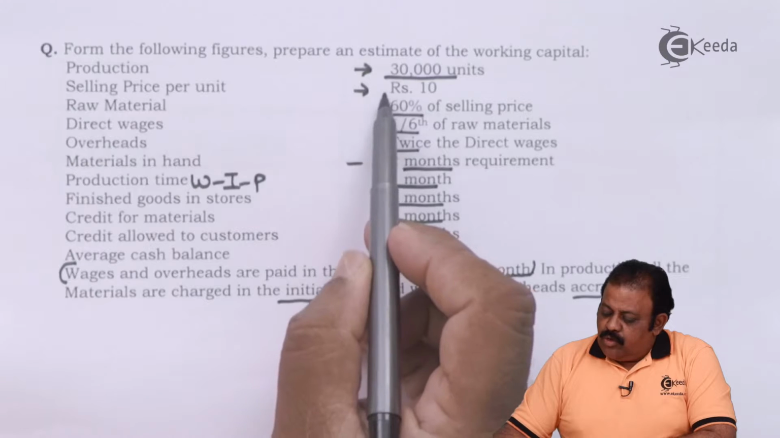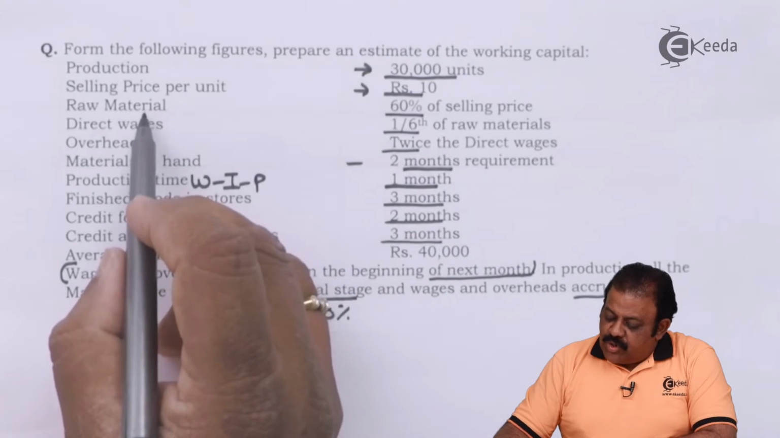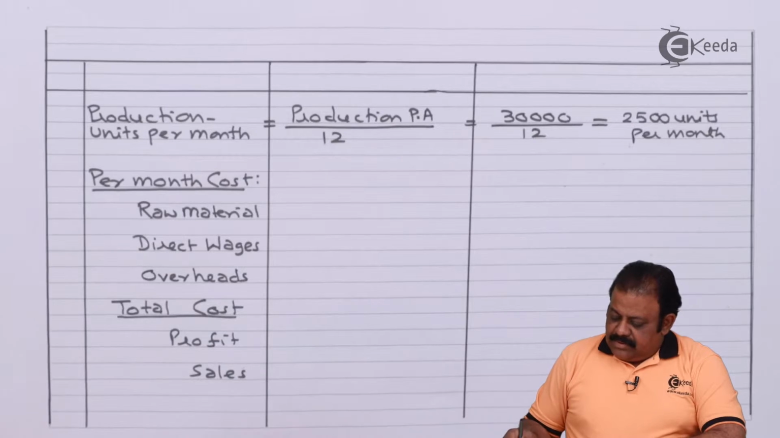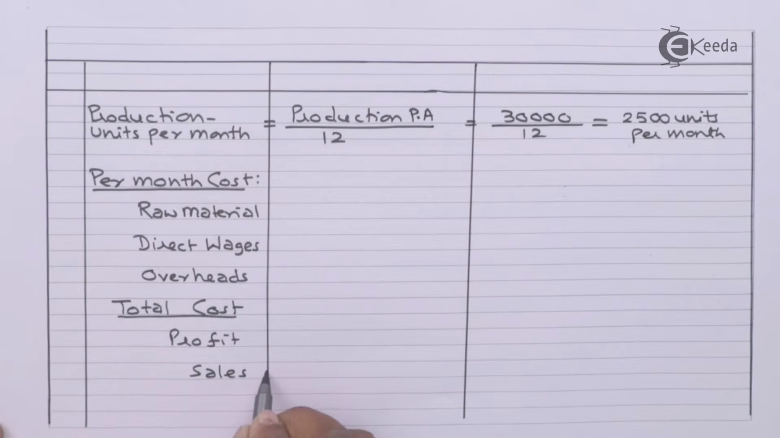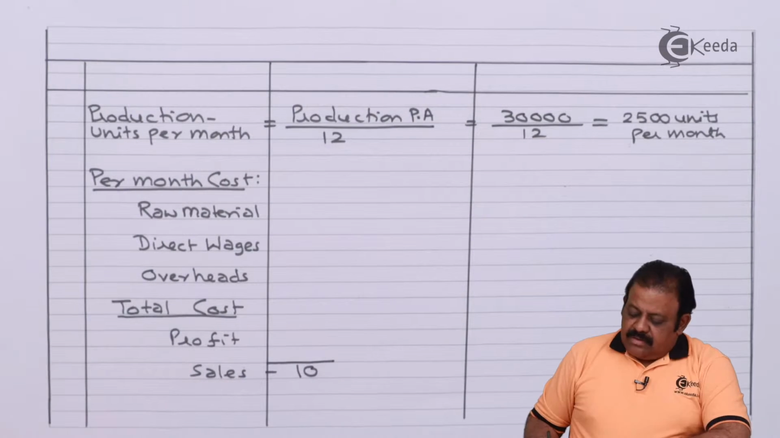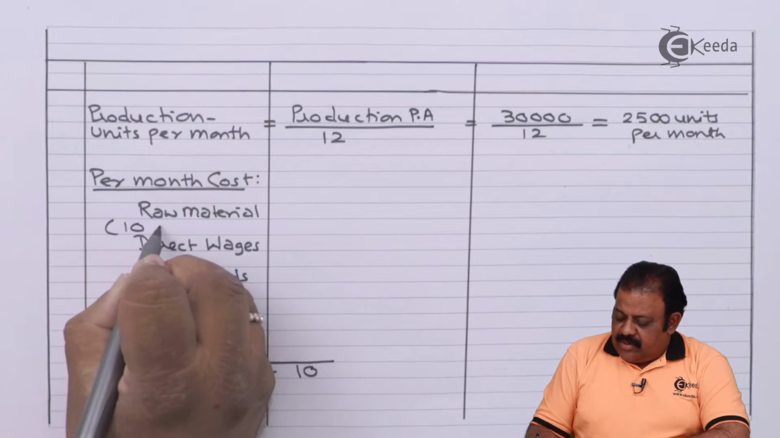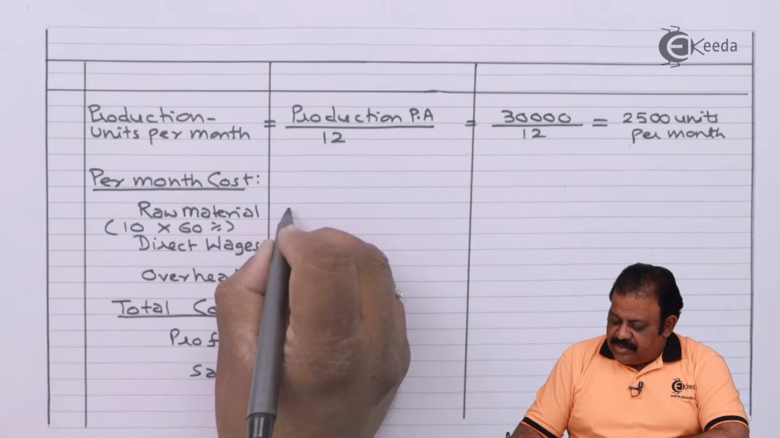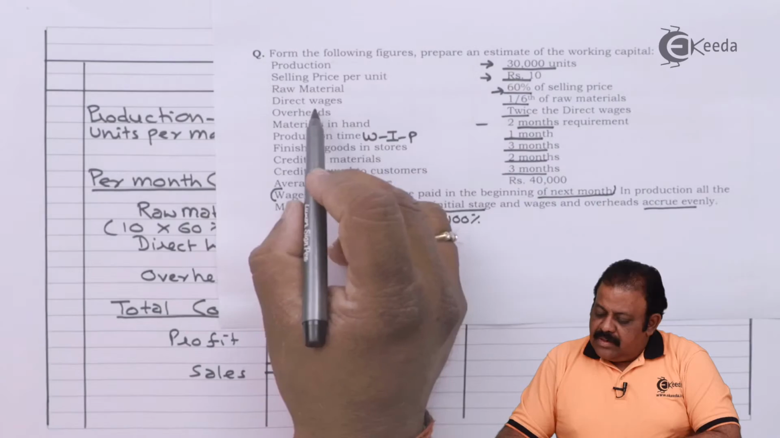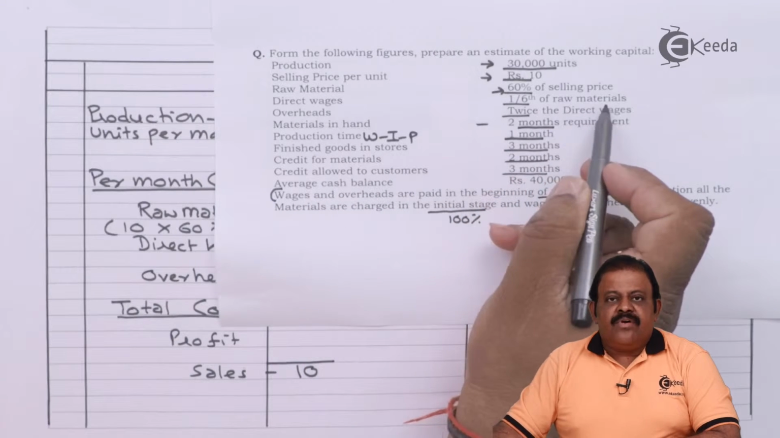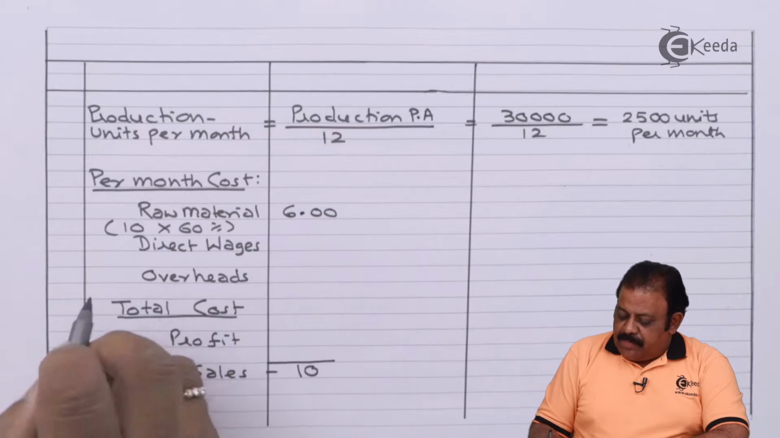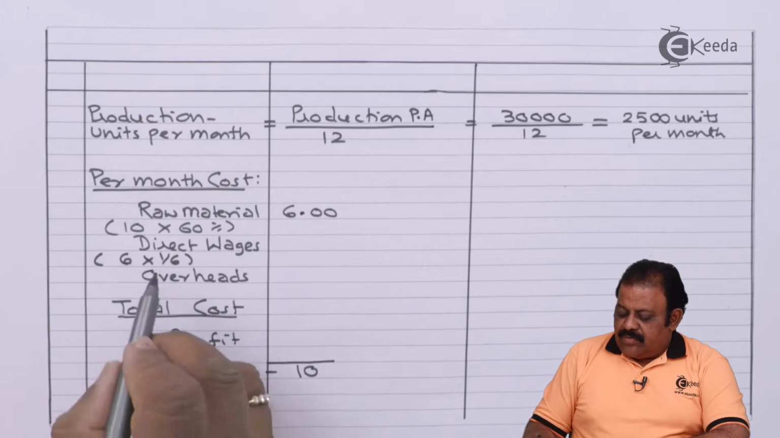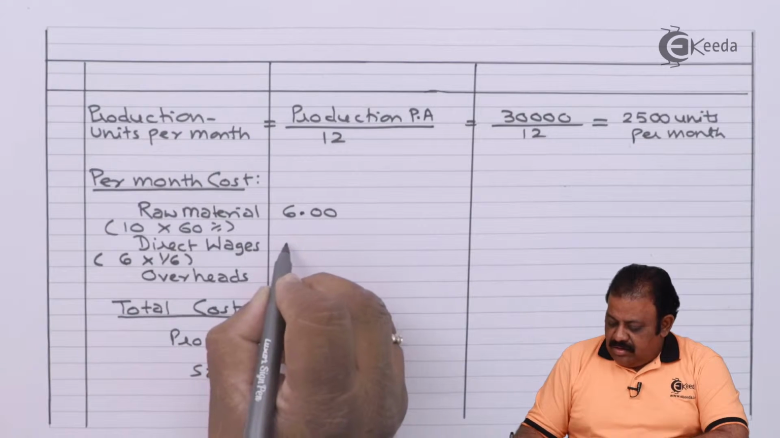Selling price per unit is given rupees 10. Information of raw material is given in percentage form, that is 60% of selling price. Selling price per unit, raw material is 60%. So 10 rupees multiplied by 60%, it comes to 6 rupees. Direct wages 1/6 of raw material. So raw material 6 rupees, direct wages 1/6 of raw material. So it will be 1 rupee.